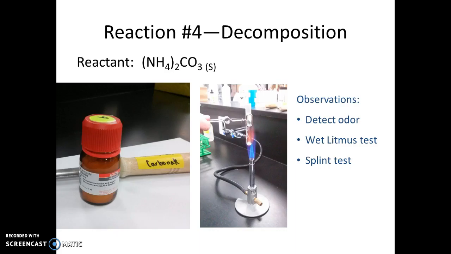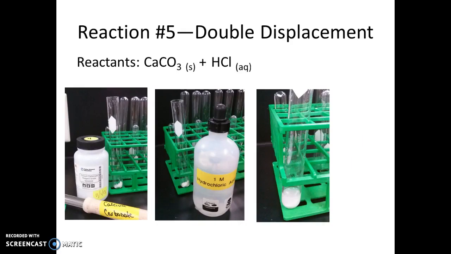You're also going to do a splint test for reaction number 4 and test whether the gas that forms is flammable or not. I should mention that you're going to hold the ammonium carbonate in your Bunsen burner flame for about 30 to 60 seconds. That will be long enough to initiate your reaction. So this is reaction number 4. This is a decomposition reaction.